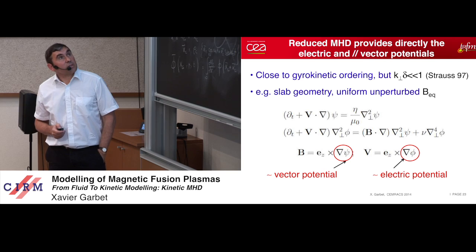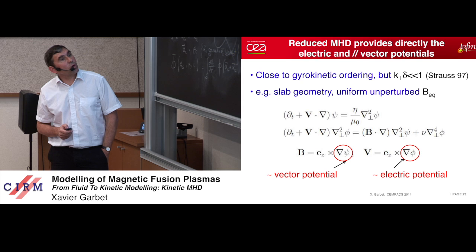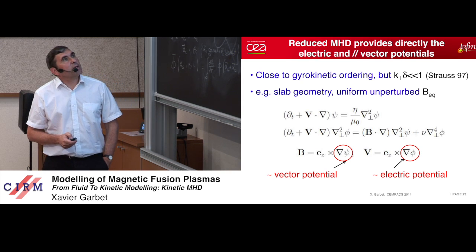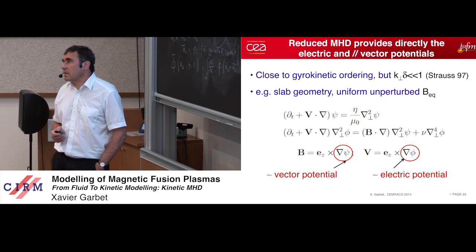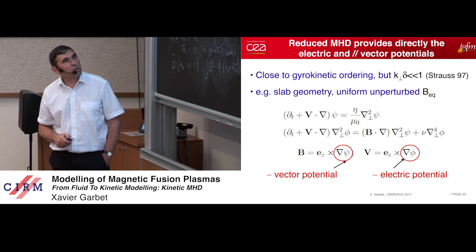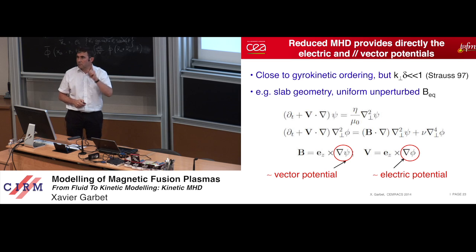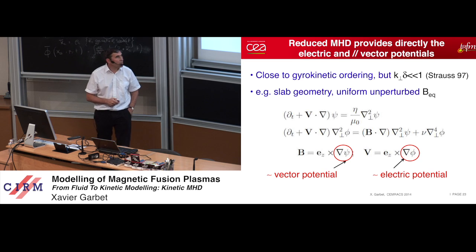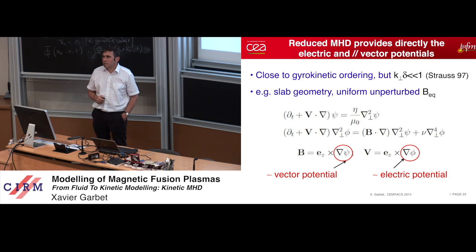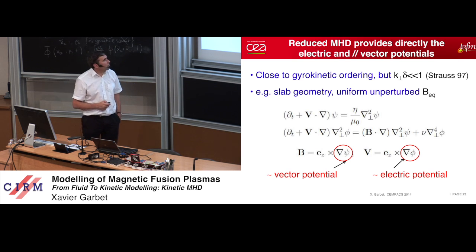So it's not done in practice. On reduced MHD, I'm not going to insist too much, but essentially this is the simplest example you could imagine. You write your flow as in the case of a uniform field. So Z is the direction of your equilibrium field. And you find that V is essentially Ez cross grad phi. Phi is the electric potential. So phi plays the role of the stream function in two-dimensional incompressible hydrodynamics.